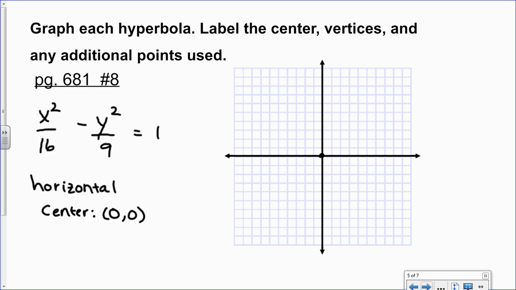So it's over A squared, so A would be 4, and B would be 3. So that's going to give me the dimensions of my rectangle. So from my center, I still go out left and right 4 units. So I'm going to mark those, and then up and down 3. And that is what I will use to draw my rectangle. So I need the rectangle so I can find the asymptotes.